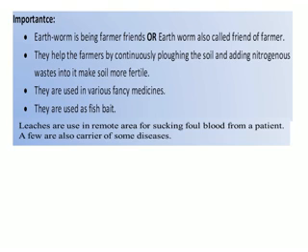Importance of annelids. Earthworm is a friend of the farmer. Why is it known as a friend of the farmer? Because it helps farmers by continuously plowing the soil and adding nitrogenous waste to make the soil more fertile. They are used in various fancy medicines. They are used as fish bait, and leeches are used in remote areas for sucking foul blood from a patient. A few are also carriers of some diseases.